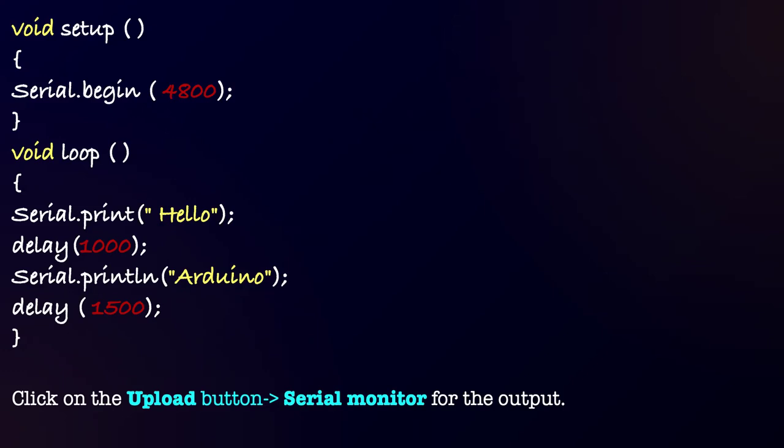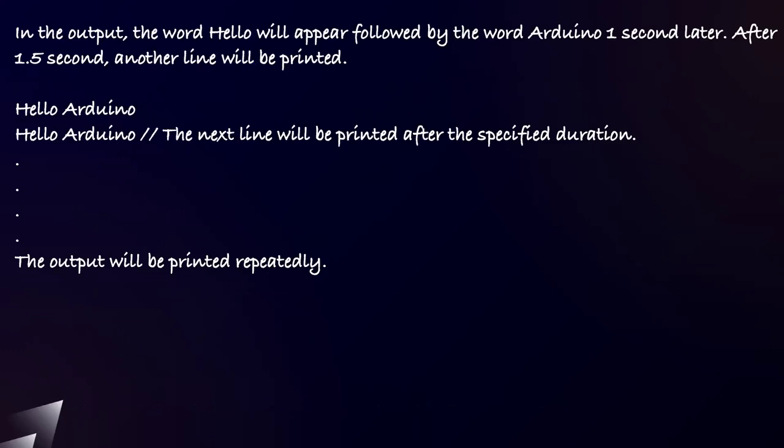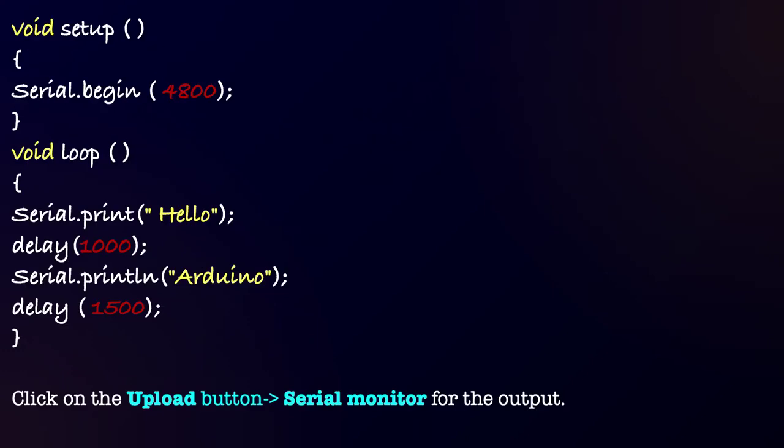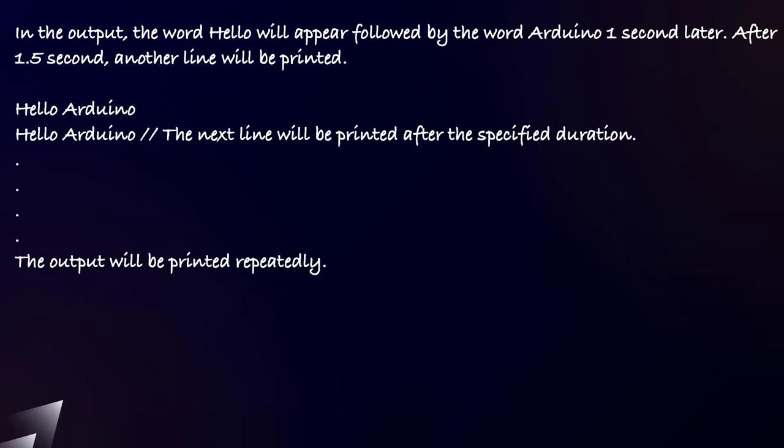Now, as I've shown you the process, press the upload button and open the serial monitor for the output. The serial monitor is where you see the output. In the output, the word Hello will appear, followed by the word Arduino 1 second later, as we have put a delay of 1000 over here. That is a delay of 1 second. After 1.5 seconds, another line will be printed. That is Hello Arduino. You see, the next line will be printed after the specified duration. Since it was written in the void loop, it will be in a loop and the output will be printed repeatedly or continuously.